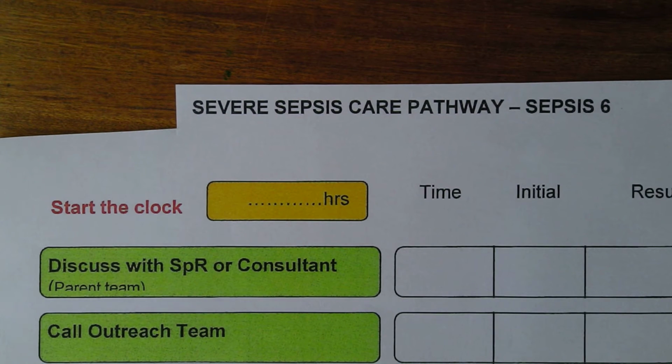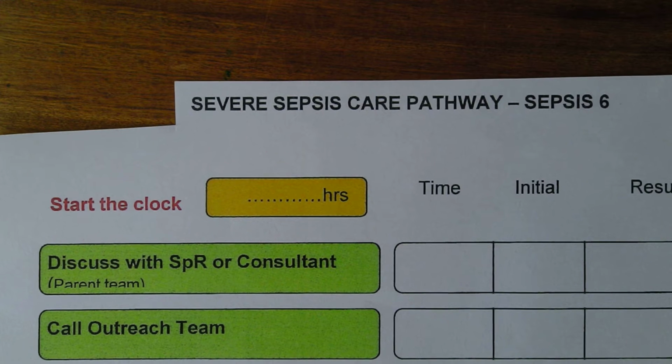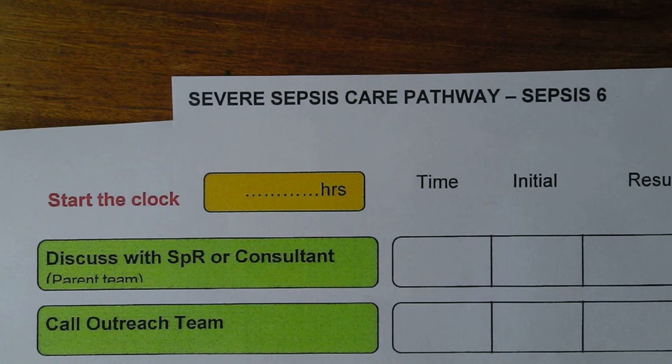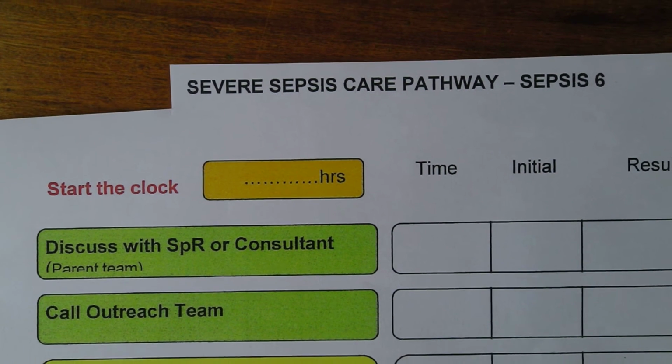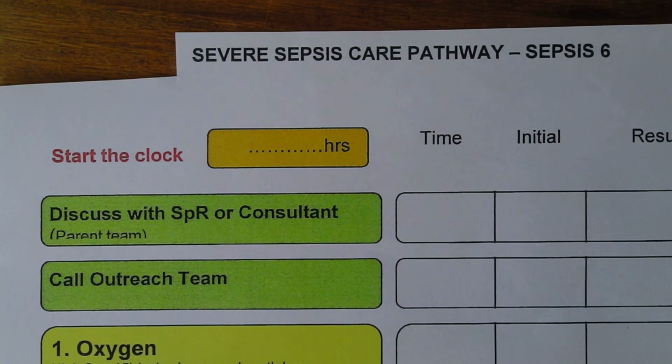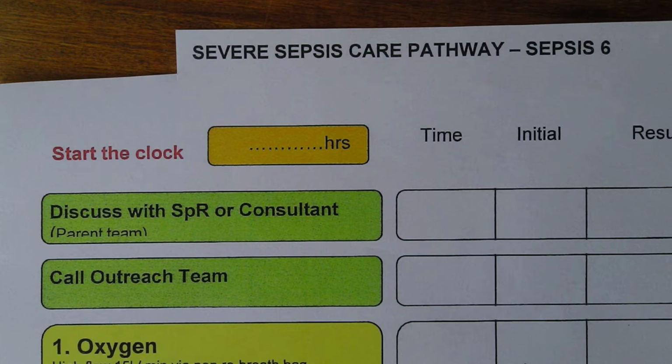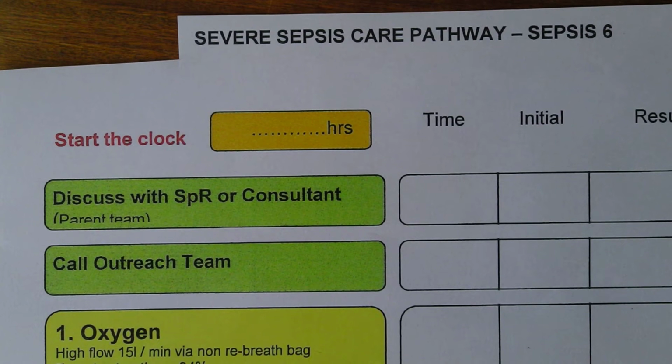So one of the key things here is to get senior personnel involved quickly. So discuss with the senior registrar or the consultant. And then some hospitals have nursing-based critical care outreach teams which can be contacted, which can bring a lot of expertise into the situation.